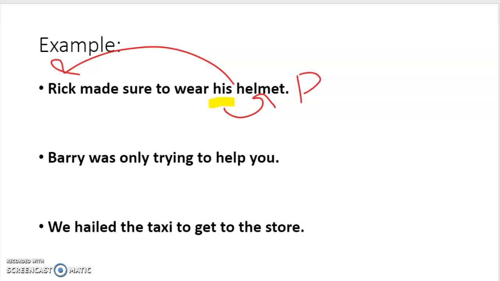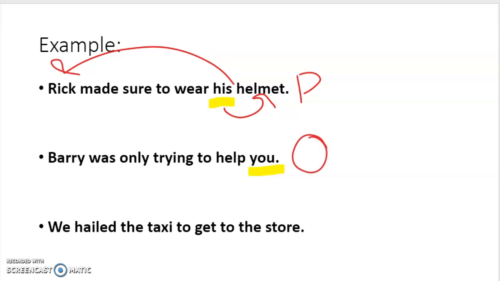Barry was only trying to help you. Where's my pronoun? Well, my pronoun is you. Now, is that subjective in the subject of the sentence? Is that the object in the predicate of the sentence? Or is it showing ownership? Well, it's towards the end of the sentence, and towards the end of the sentence is our predicate, so this is objective.